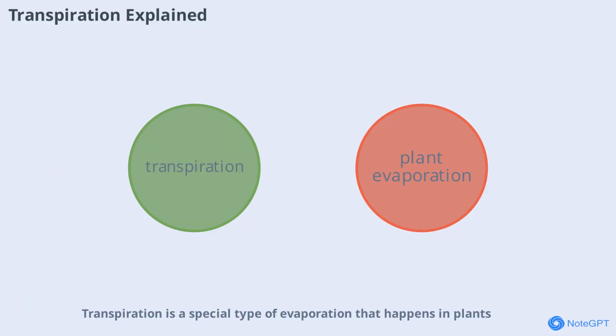Transpiration is a special type of evaporation that happens in plants. Water travels from the roots up to the leaves, where it escapes into the air as vapor. This process helps plants stay cool and draws nutrients from the soil.